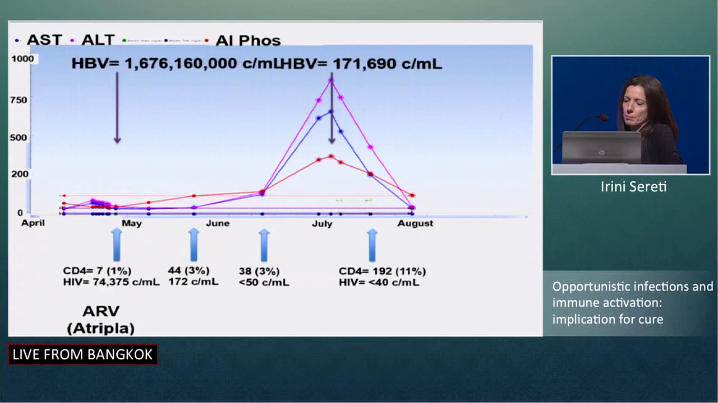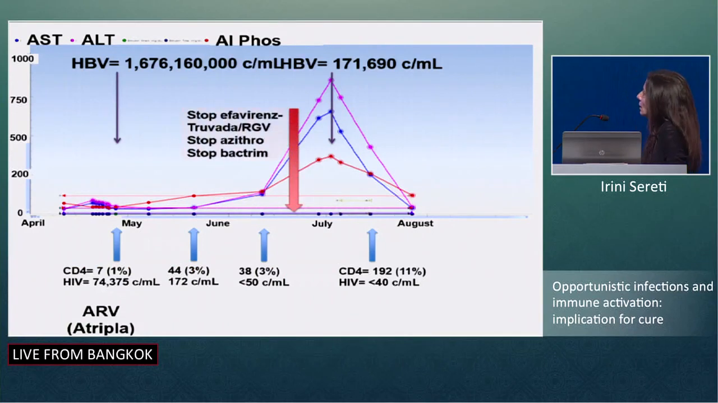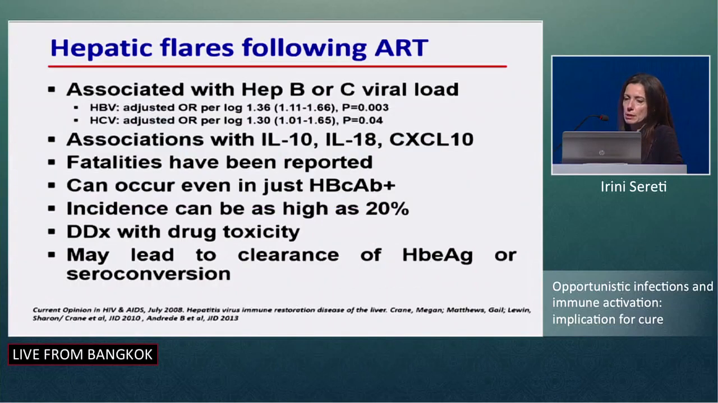Good. So what happened here is we stopped his Atripla and switched him to a raltegravir regimen, but we also stopped his azithromycin and his Bactrim. And despite stopping those, as you saw, the LFTs actually peaked after we had changed his regimen and stopped the drugs that perhaps could have caused the toxicity.